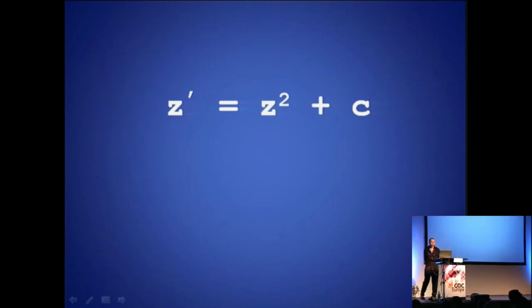This equation tells you everything that was in that movie. Here, Z and C are complex numbers, but even though they're called complex numbers, it's actually a pretty simple equation where you take Z, you square it, you add some number C, and then you make that the new value of Z, and then you can repeat this process.